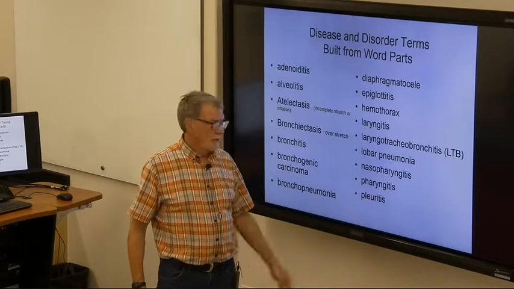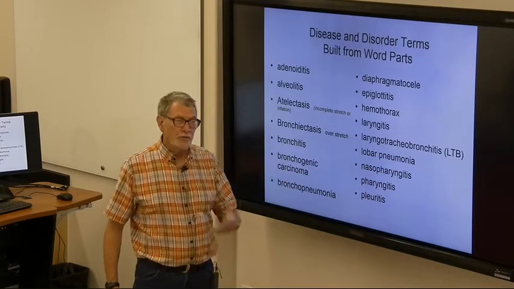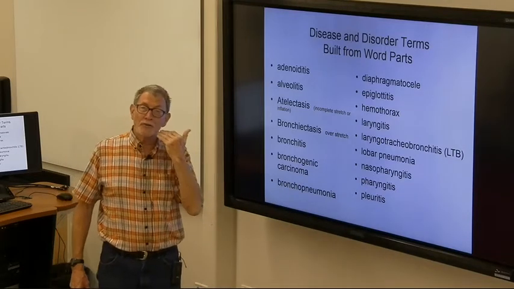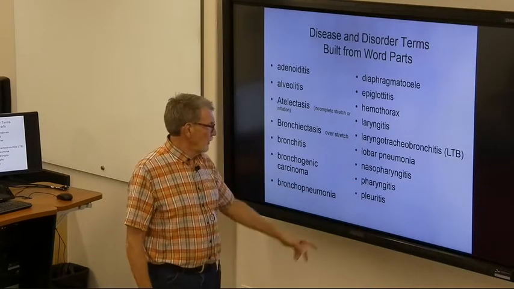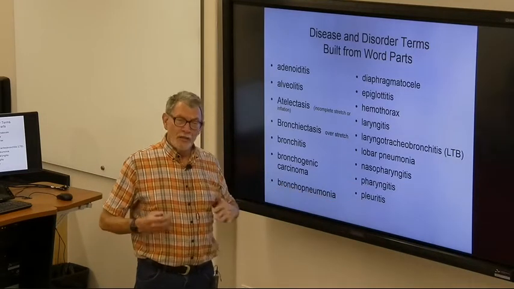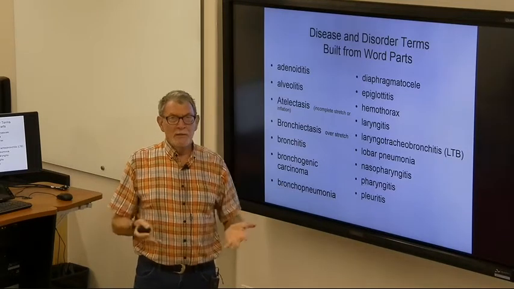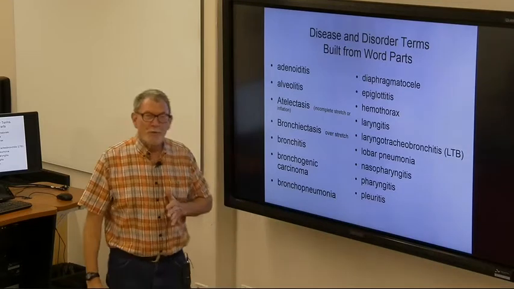Nasopharyngitis, this is inflammation of your nose and pharynx. So this is a true upper respiratory thing, with the runny nose and the sore throat. Pharyngitis, just a sore throat. Pleuritis is an inflammation of that lining around your lung that can hurt and make you even think you might be having a heart attack or something.